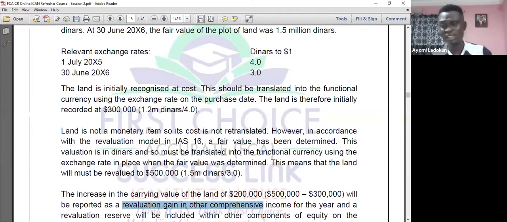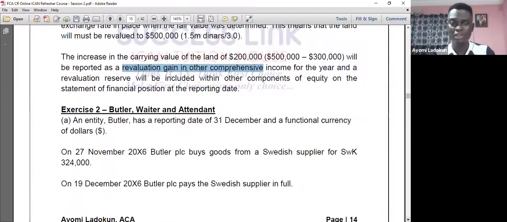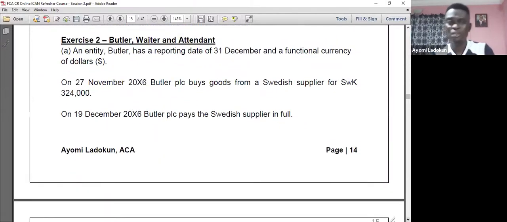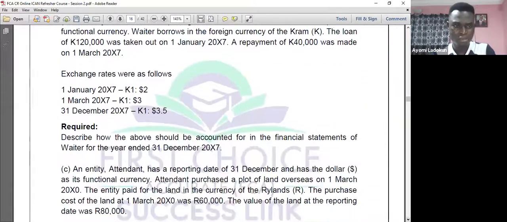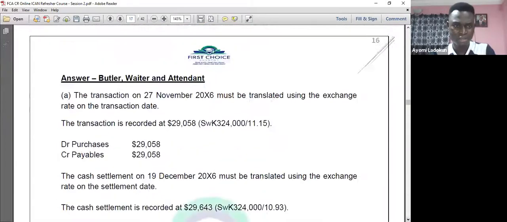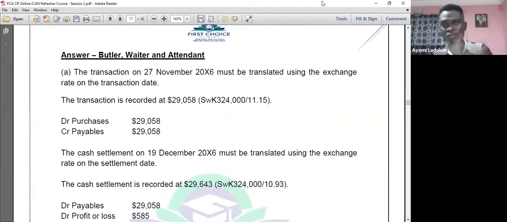Everything I've said is what we are coming across now. So I already explained. You have this exercise, you can practice it on your own. There's a solution there to guide you. So solve it first, and that is the end of IAS 21.